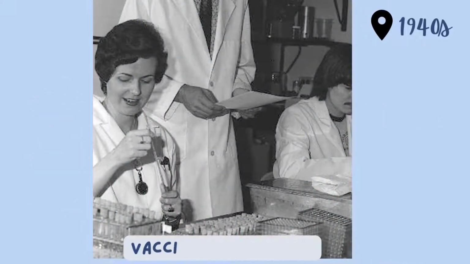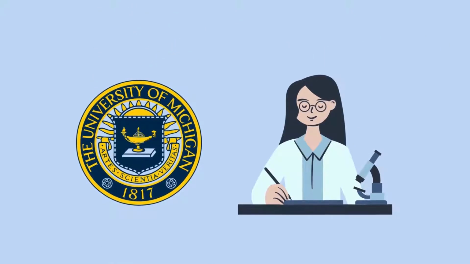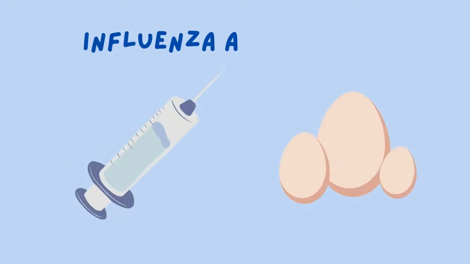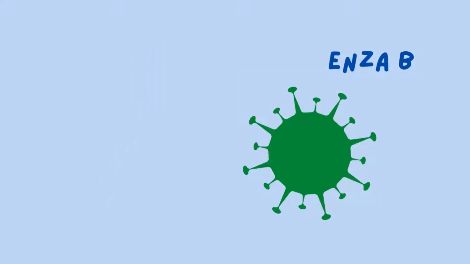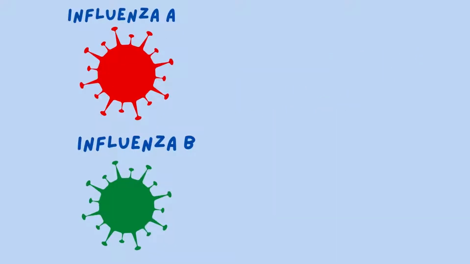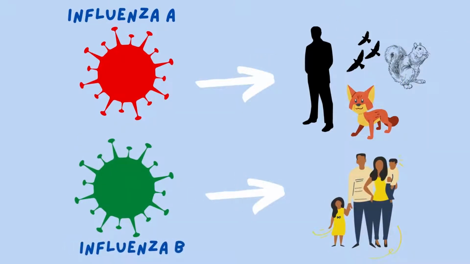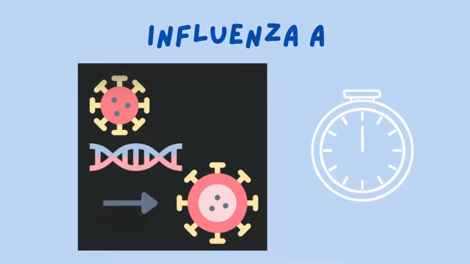Then, in the 1940s, around 10 years after the virus's discovery, the first influenza vaccine trials began. Researchers at the University of Michigan were able to further research the influenza virus and eventually develop the first inactive vaccine for influenza virus using chicken eggs. Around this time, another strain of the flu known as influenza B virus was also discovered. The major difference between the 2 subtypes is that influenza A can infect both humans and animals, whereas the influenza B virus only infects humans. Plus, influenza A mutates at a much faster rate.